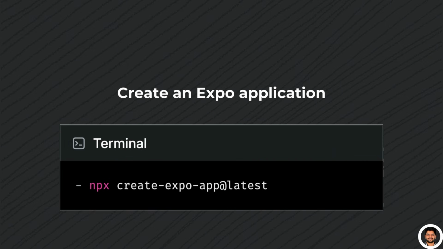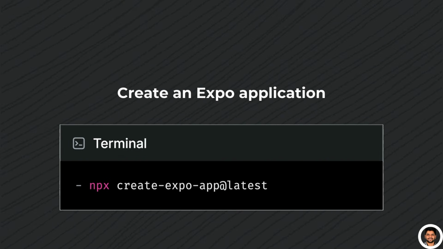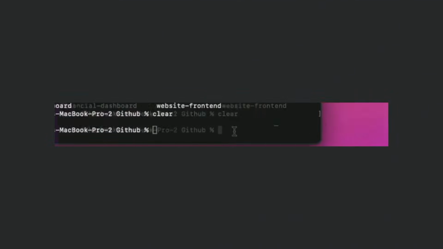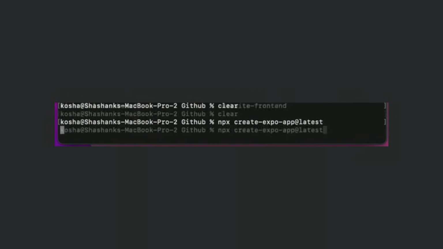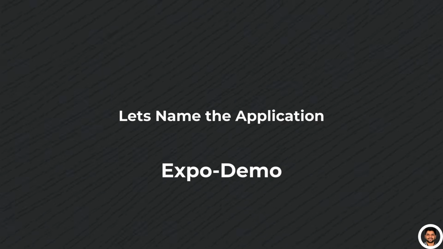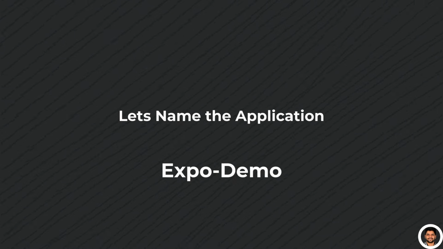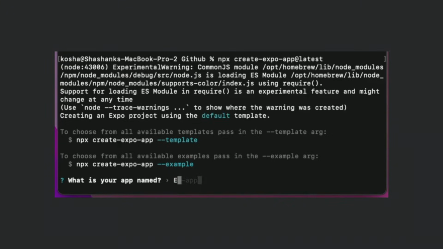An Expo application can be created in the terminal by using the command npx create-expo-app@latest. After running the command, you will be asked to provide the name of your application. So let's name the application expo-demo.